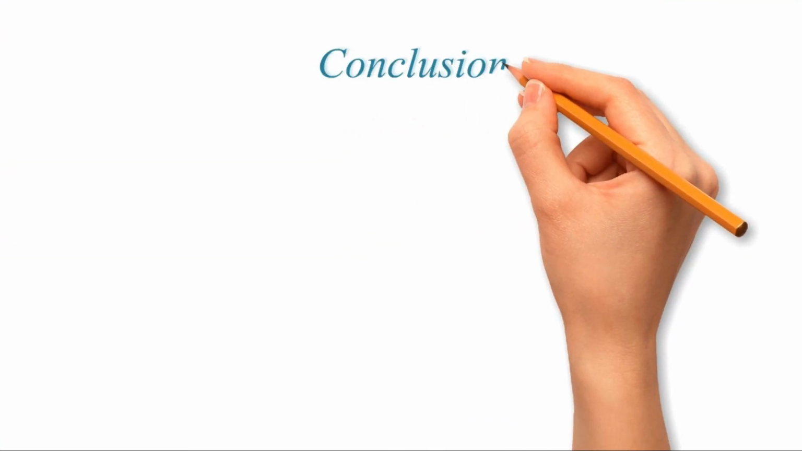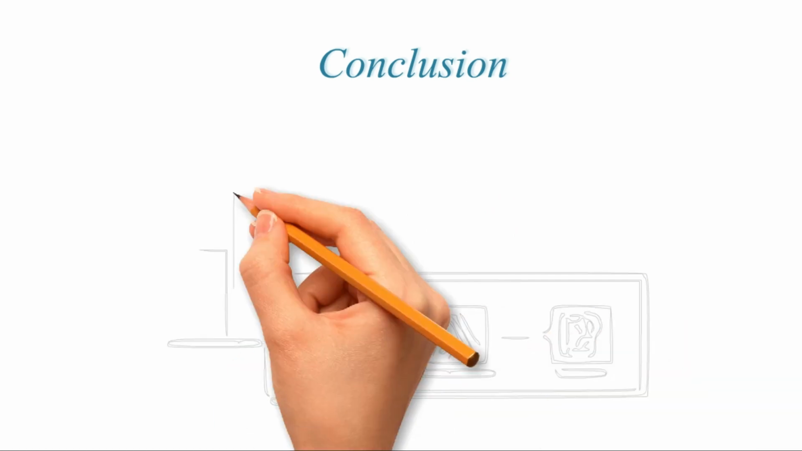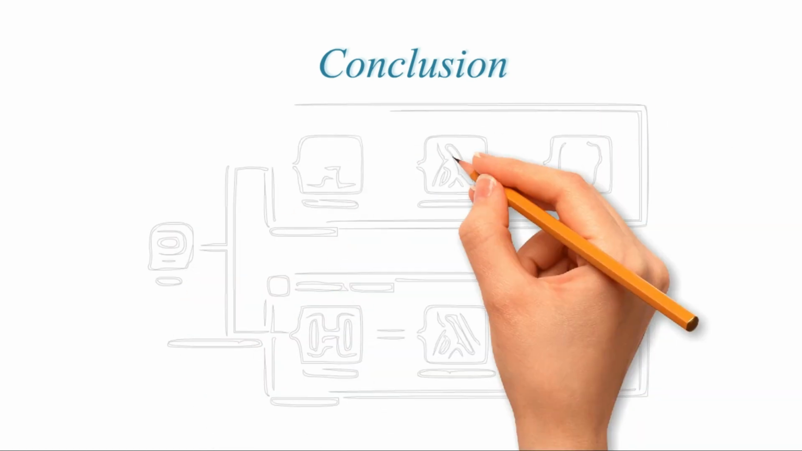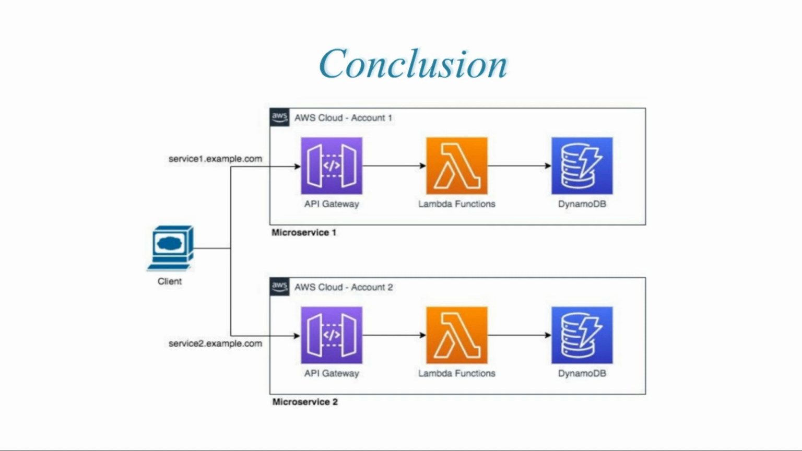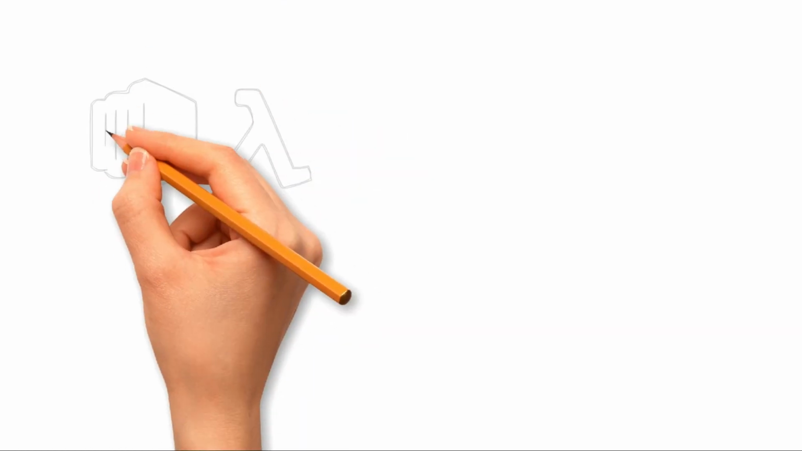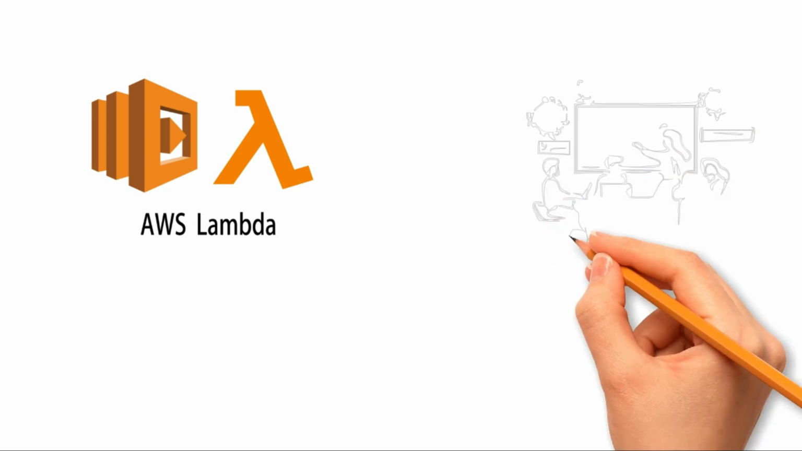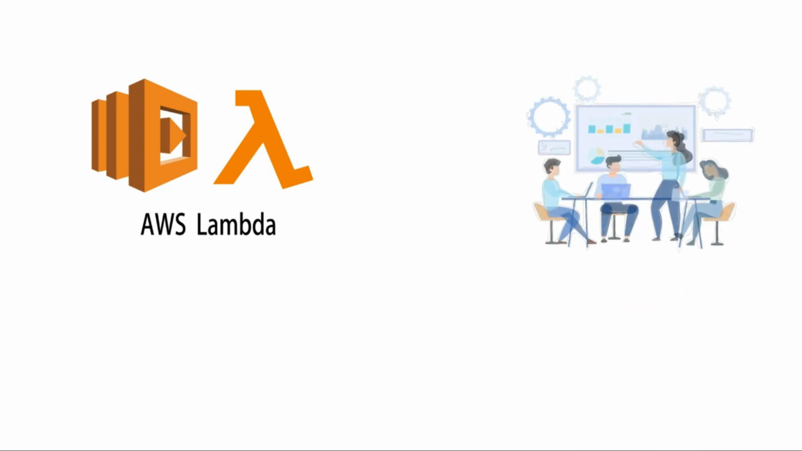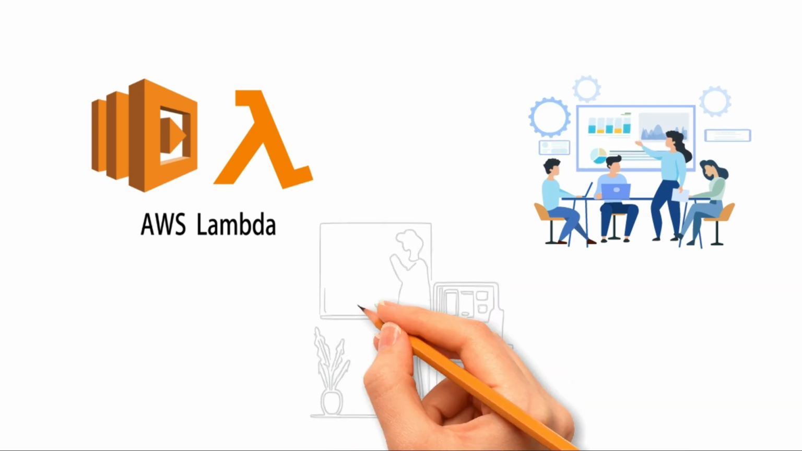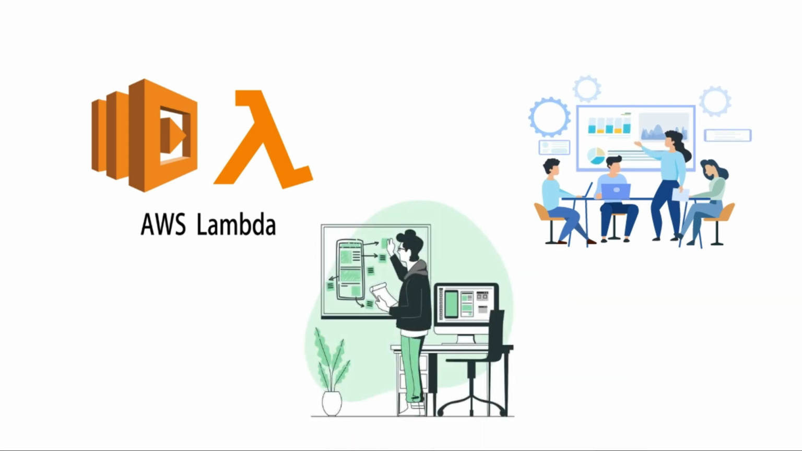In conclusion, serverless architecture in AWS has transformed the application development and deployment process. By leveraging AWS Lambda, developers can focus on their code without infrastructure concerns. However, it is crucial to consider the associated challenges and adopt best practices to ensure successful implementation.